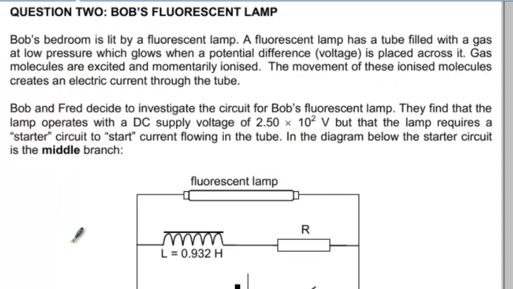Question 2. Bob's bedroom is lit by a fluorescent lamp. A fluorescent lamp has a tube filled with gas at low pressure which glows when a potential difference or voltage is placed across it. Gas molecules are excited and momentarily ionized. The movement of these ionized molecules creates an electric current through the tube. Bob and Fred decide to investigate the circuit for Bob's fluorescent lamp. They find that the lamp operates with a DC supply of 250 volts, but the lamp requires a starter circuit to start the current flowing in the tube. In the diagram below, the starter circuit is in the middle branch.